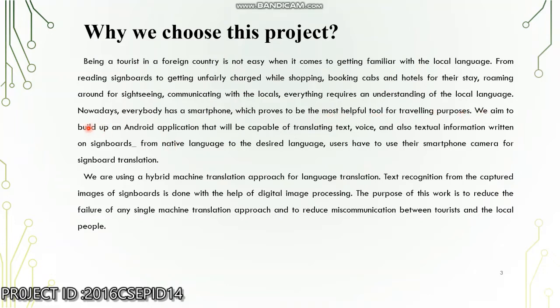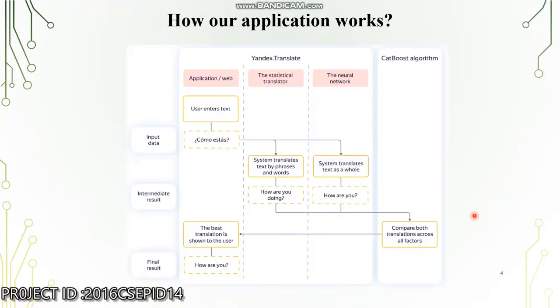So we aim at building an Android application that will be capable of translating text, voice, and also the textual information written on the signboard. So we are using a hybrid machine translation approach, and the purpose of this work is to reduce the failure of any single machine translation approach and to reduce the miscommunication between the tourist and the local people. So this is all about how our application works.